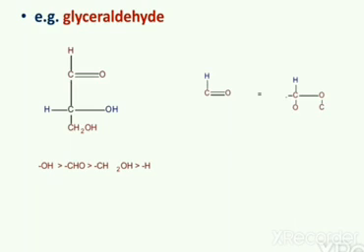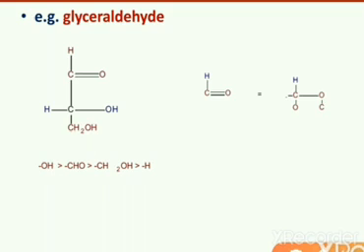For example, in glyceraldehyde, the asymmetric carbon is attached with 4 different attachments. They are hydroxyl, aldehyde, methylene alcohol and hydrogen. Here automatically the first priority goes to the hydroxyl group, there is no doubt. But if we go to the next priority, we have the two attachments of the carbon, one is the aldehyde group, another one is methylene alcohol.